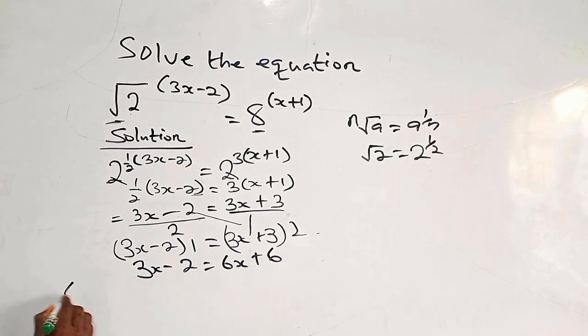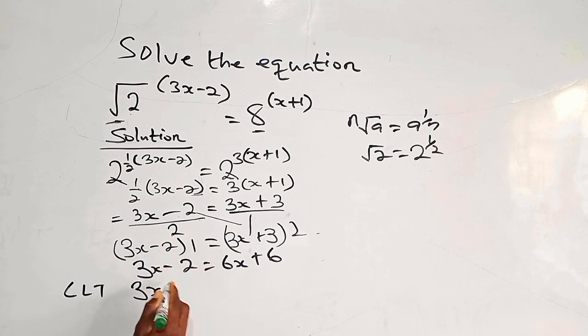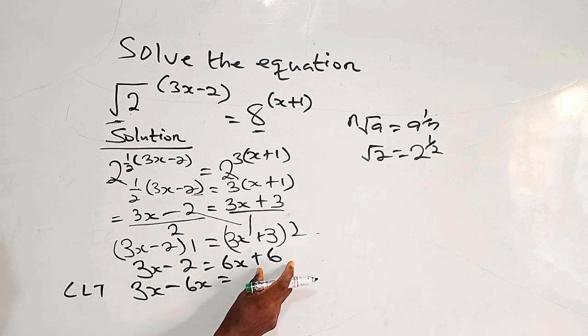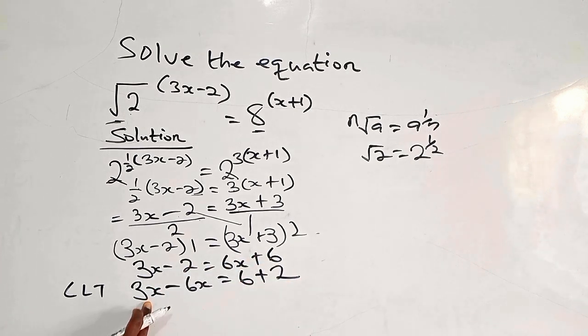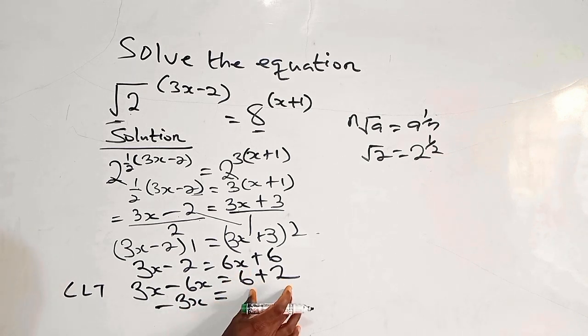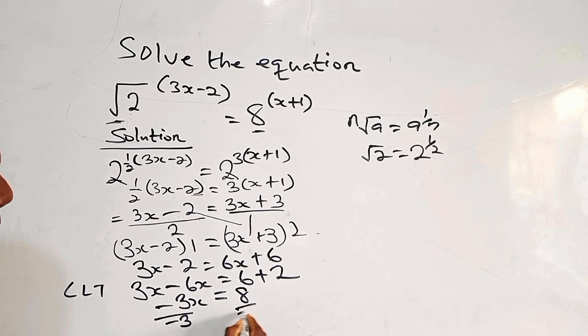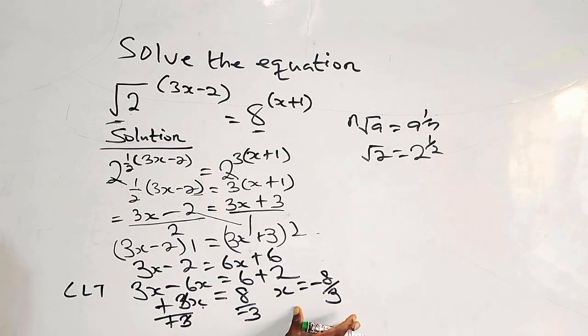So the next thing we do, we collect the like terms. So here we have 3x, okay, this is coming here. We have it to be minus 6x. Here we have 6. This 2 is coming here. We have it as plus 2. Okay, so 3x minus 6x gives us minus 3x equals 6 plus 2, that is 8. So from here now, to find x, we can divide both sides by the coefficient of x, which is minus 3. So minus 3, minus 3. So we cancel out this. We have x equals minus 8 over 3.